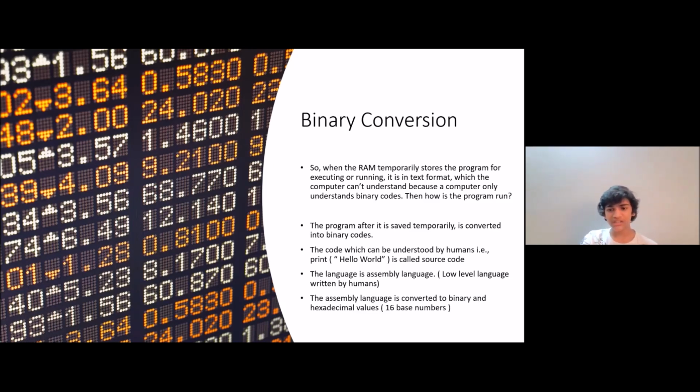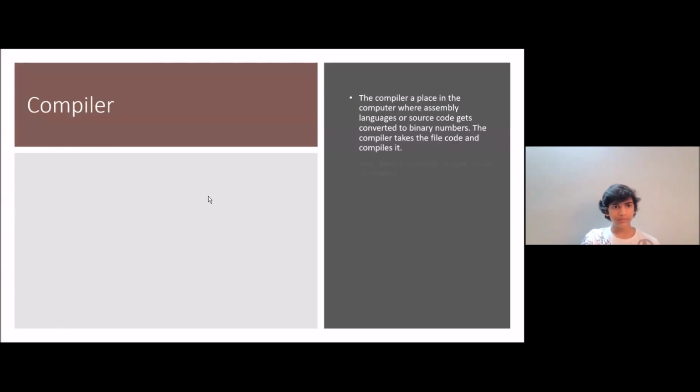Now this language is converted to binary, mainly binary and hexadecimal values. I will recommend you to forget these hexadecimal values. Just forget this hexadecimal. But in case, hexadecimal values are base 16 numbers. Okay. So this text format is converted to binary numbers 0 and 1. Now we'll come to the compiler.